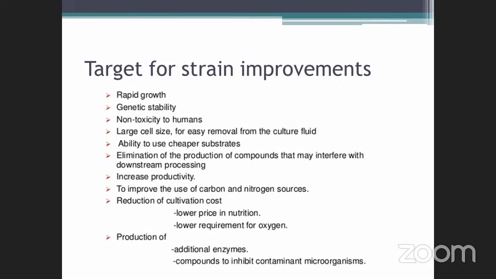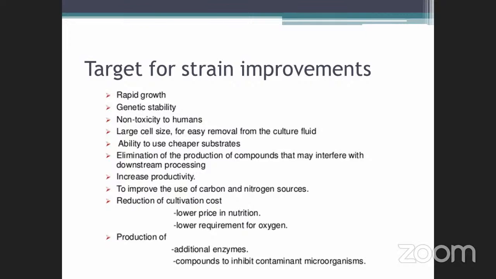Elimination of the production of compounds that may interfere with the downstream process. Sometimes your product will be produced, but along with that, some other byproduct is produced by the same organism, and that creates problems in the downstream process. Downstream process means after the fermentation, whatever harvesting, purification, recovery there are, such a compound may interfere. So you can eliminate such a compound produced by this microorganism through strain improvement.